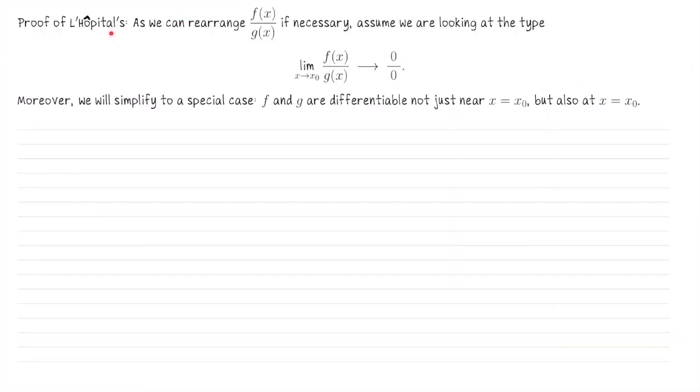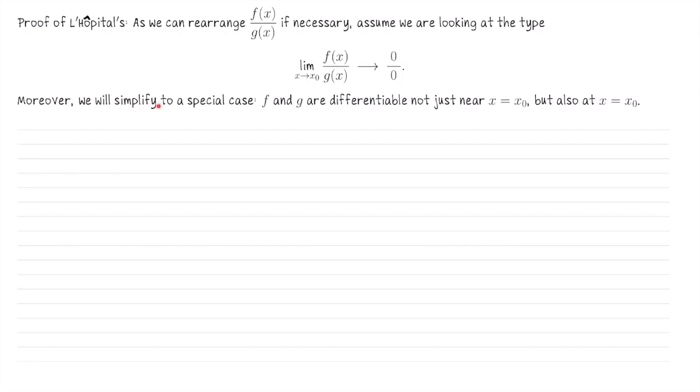Okay, so let's prove L'Hopital's rule. And one assumption that we can make is that we're looking at a limit of the form 0 over 0, because if we were looking at infinity over infinity, I could take the reciprocal of each and swap them, right? So you can convert between 0 over 0 and infinite behavior over infinite behavior. So let's just assume that we're looking at this type of behavior.